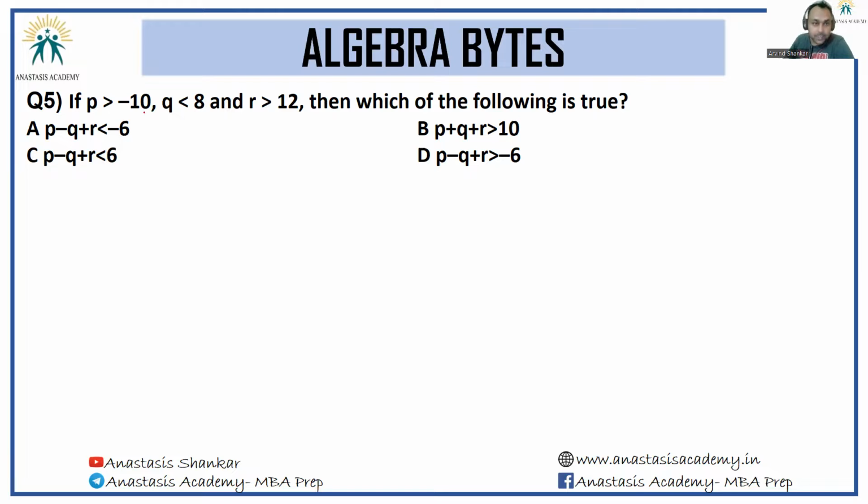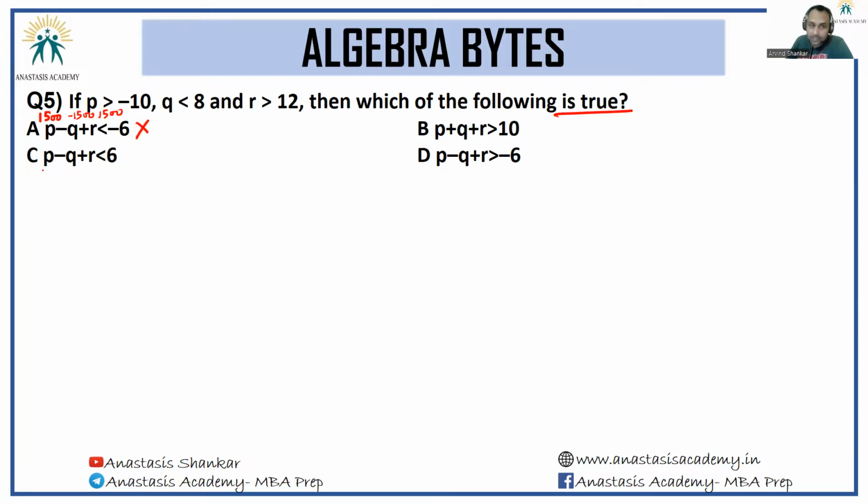Next, if P is greater than -10, Q is less than 8, and R is greater than 12, then which of the following is true? Okay. This seems like a fun question. If P is greater than -10, let me take P as 1500. Q is less than 8, so let me take Q as -1500. And R is greater than 12, so let me take R as 1500. Can you see 1500 plus 1500 plus 1500? I'm getting 4500 here. So this is definitely not the answer.